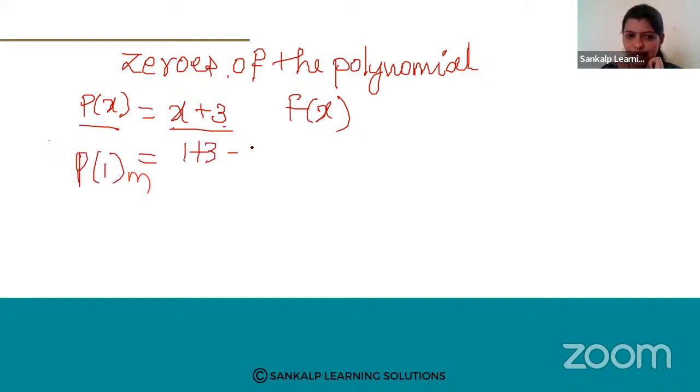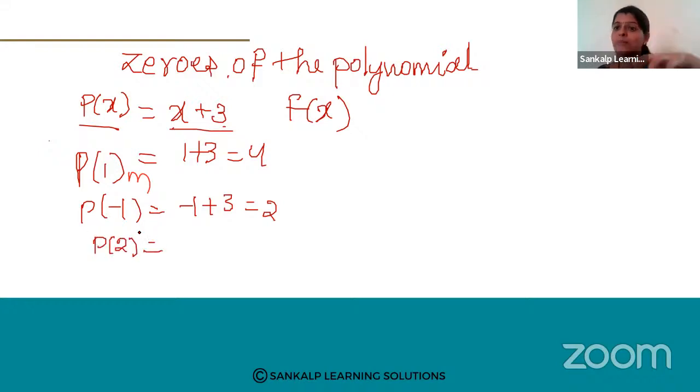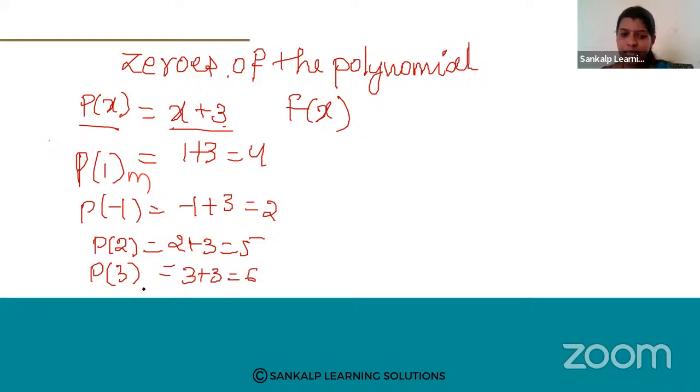1 plus 3, that is 4, right? P of minus 1: minus 1 plus 3, that is 2, right? If I put p of 2, that means in place of x, I am substituting 2. 2 plus 3, that is 5, right? Next, if I put 3, what will you get? 3 plus 3, it is 6. If I substitute p of minus 3, what will you get? Minus 3 plus 3 is 0. So now observe carefully.